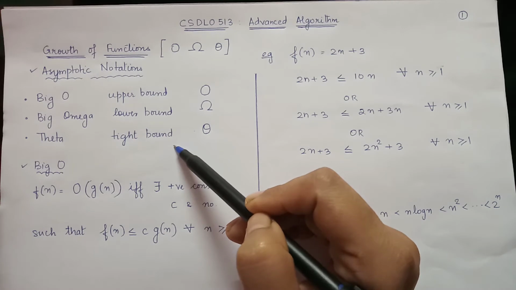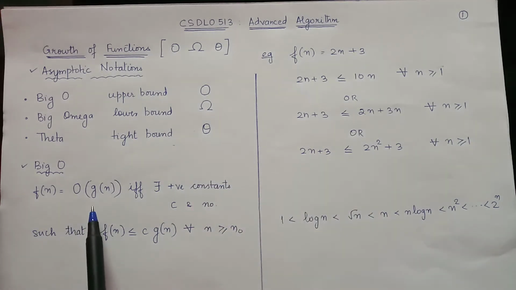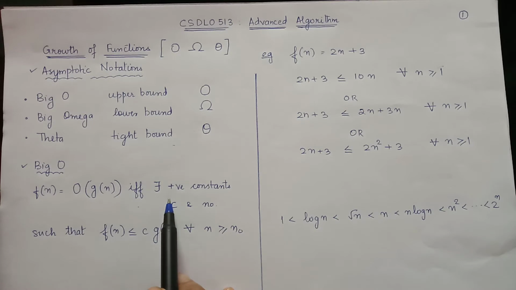Big O. f of n is said to be a big O of g of n if and only if there exist positive constants c and n naught such that f of n is less than or equal to c times g of n for all n greater than or equal to n naught.